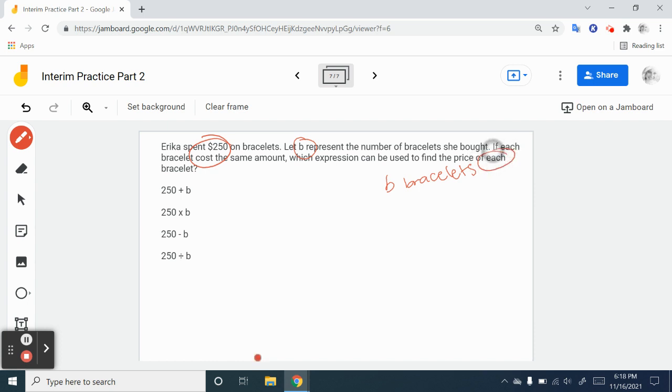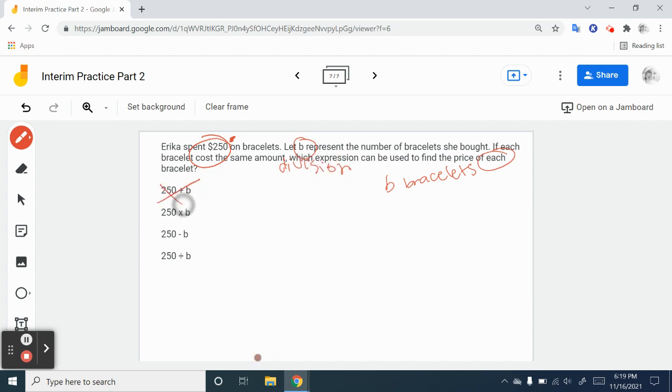Okay, so "each" could mean multiplication or it could mean division. So if I want to find out, she spent a total of $250 and I'm trying to find the price of each bracelet. That's different than if I know the price of each bracelet and she spends that on each bracelet and I'm trying to find the total. So since I'm starting with the total, I'm breaking it apart into however many bracelets. So that would be division.